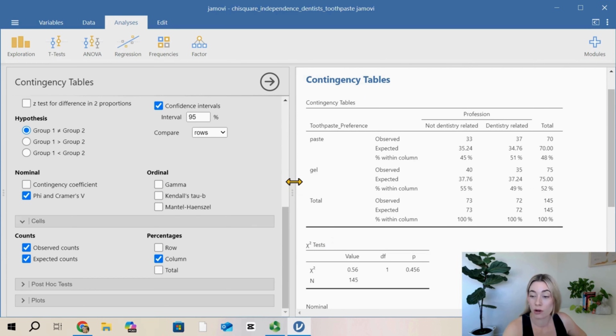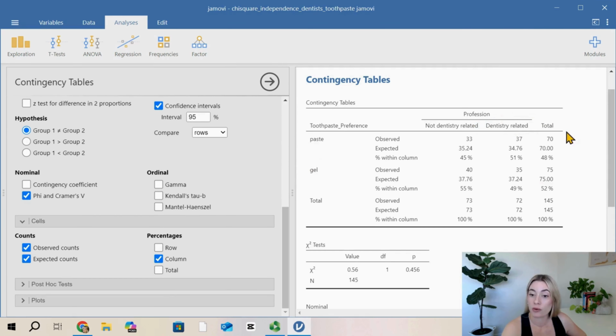We can see then that our results are automatically presented in the right-hand window. Here we have a 2x2 contingency table. In other words, we have two variables, profession and toothpaste. Within each of those variables, we have two levels. In other words, we have four possible combinations of these levels. Specifically, you could be in a non-dentistry related profession and prefer paste. You could be in a non-dentistry related profession and prefer gel. You could be in a dentistry related profession and prefer paste. Or you could be in a dentistry related profession and prefer gel.